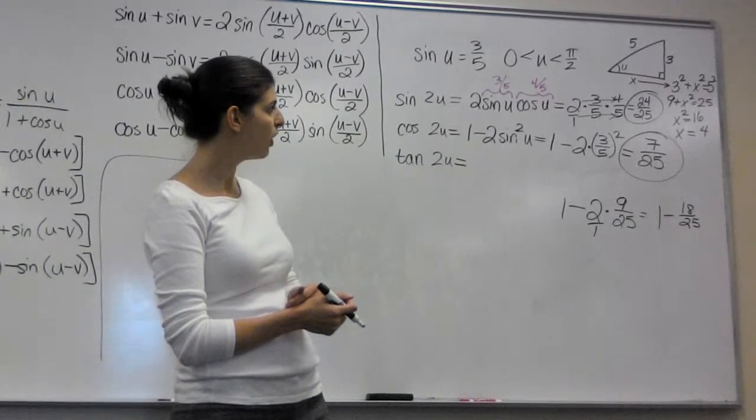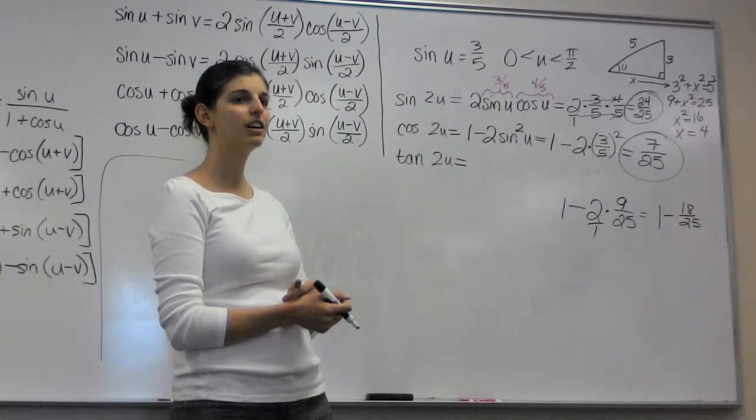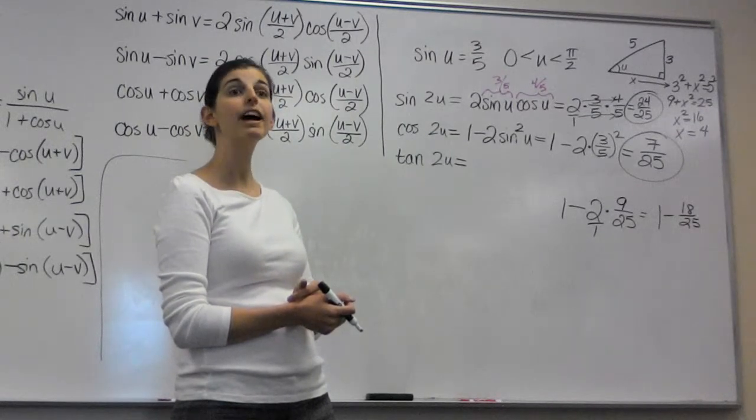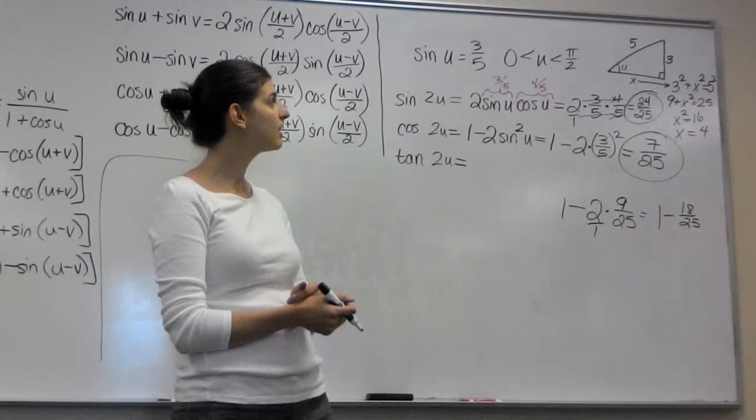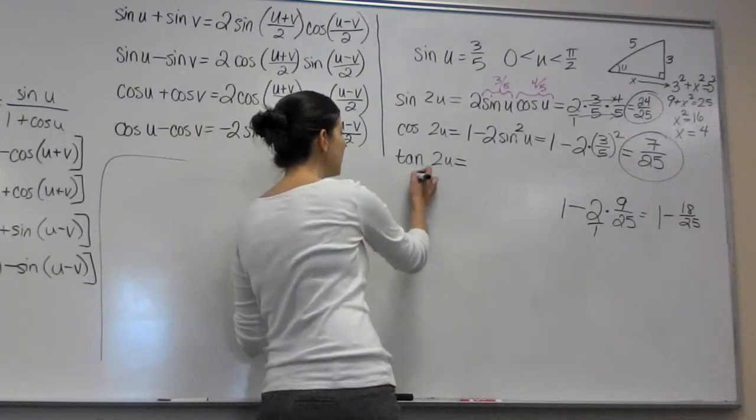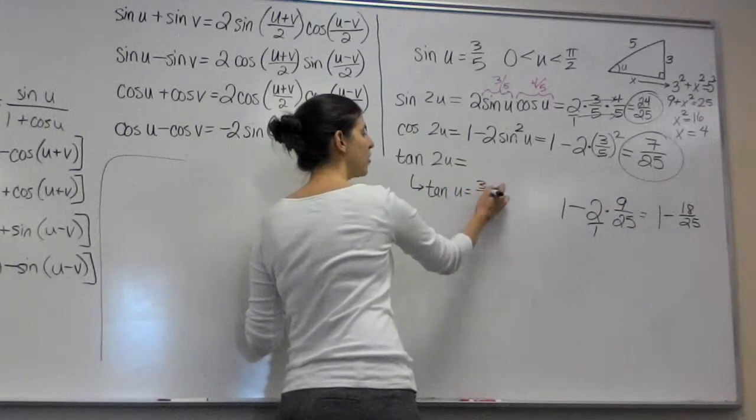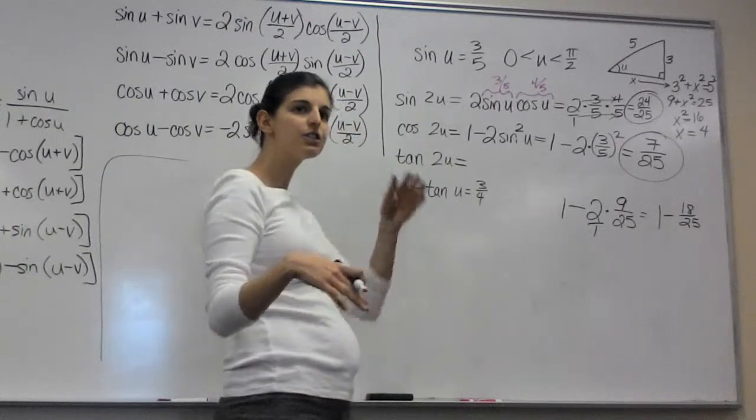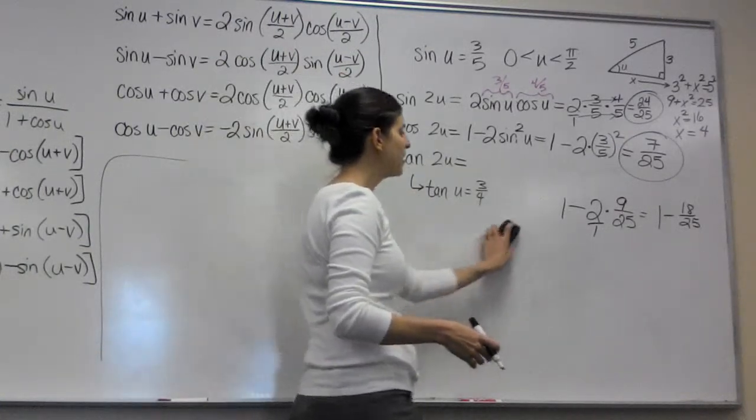What is the tangent of u equal to? Sine over cosine. Well, you can do it that way. I can also look at my triangle and get 3/4. Okay, so the tangent of u is equal to 3/4, either sine over cosine or use the triangle and go opposite over adjacent.